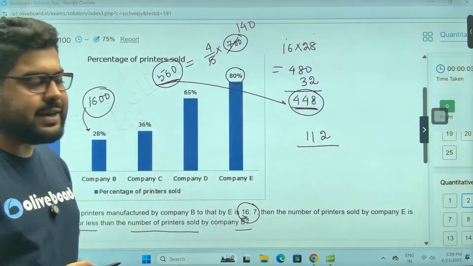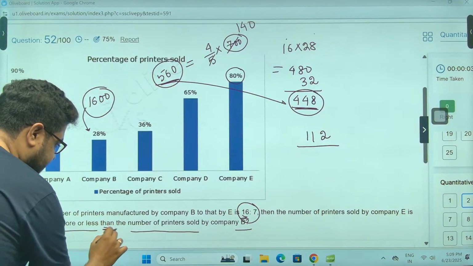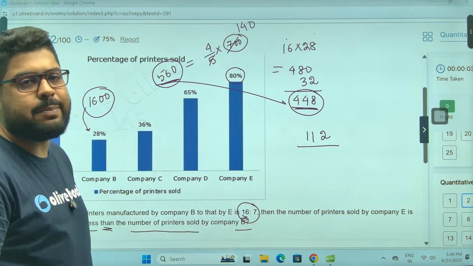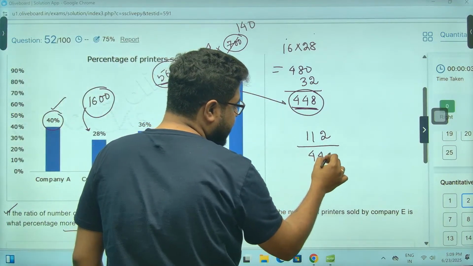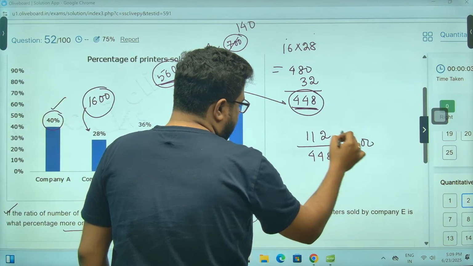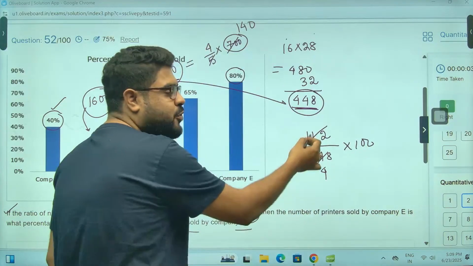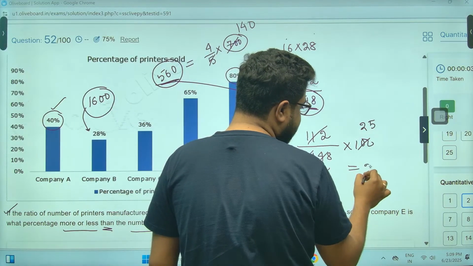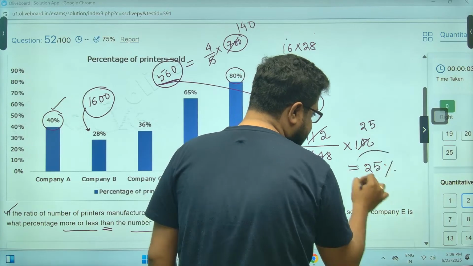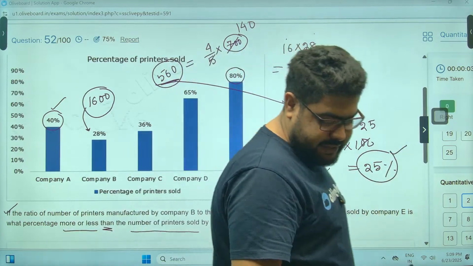Whatever is after "than". Sir, after "than" is the number of printers sold by B. Sold by B was this, that is 448. You see, it's very simply 4 times, 4 12s are 48. So my answer will be 25%. My answer here will be 25%.